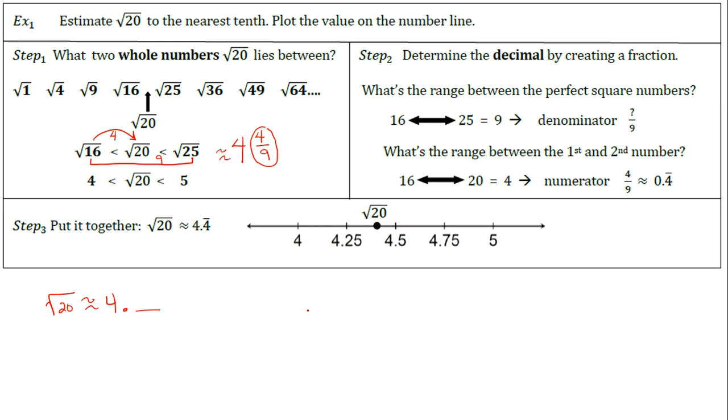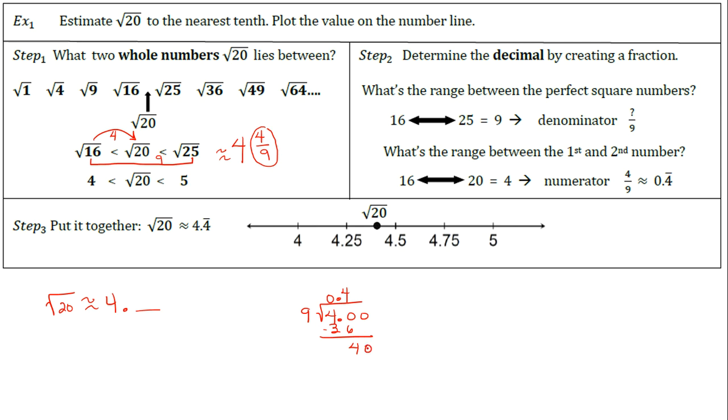4/9 is the same as saying 4 divided by 9. So we're going to divide 9 into 4. 9 goes into 4 0 times, forcing us to write a decimal. 9 into 40 goes 4 times. 4 times 9 is 36.